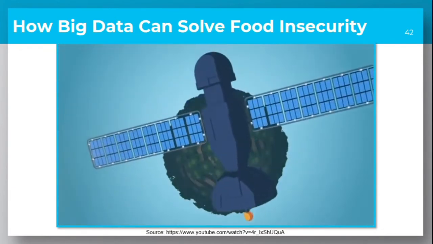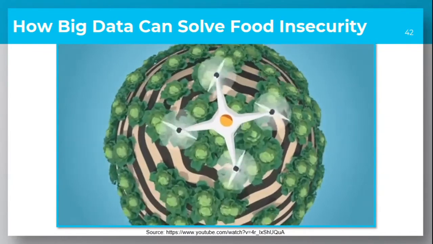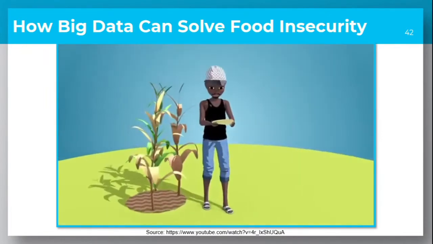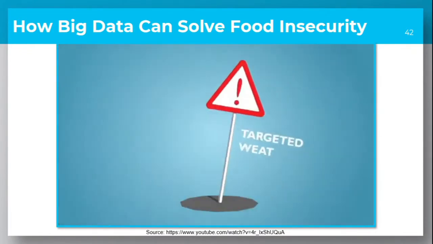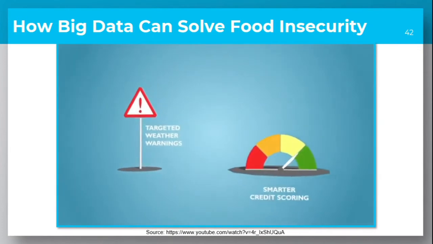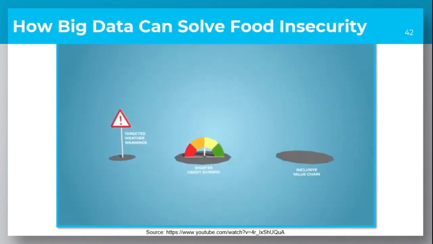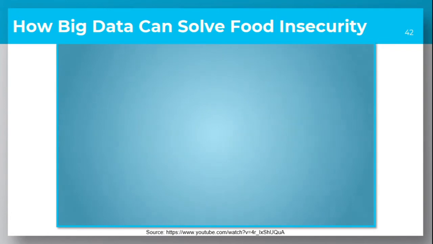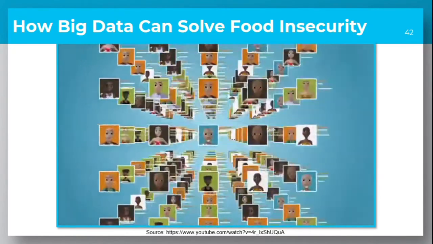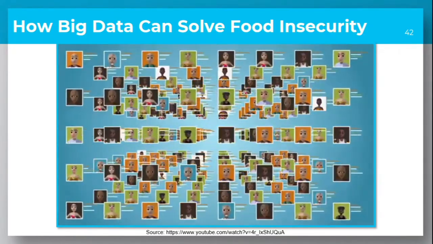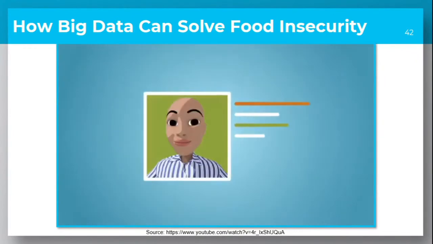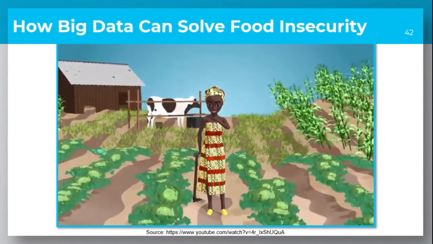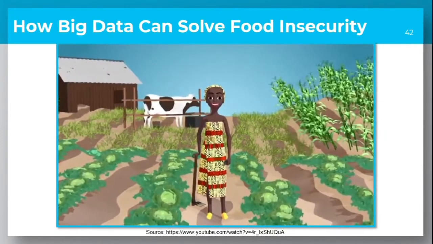Data and digital tech are changing the face of farming. They have the power to revolutionize the lives of the most vulnerable farmers. We're just beginning to uncover the possibilities. Targeted weather warnings, smarter credit scoring, more inclusive value chains, precise irrigation alerts, all this and more could be possible. How digital farmer profiles are harnessed can change the fate of food insecurity, but the public and private sector must work together to make it happen. So, how are you going to help make the digital farmer profiles to feed the future?